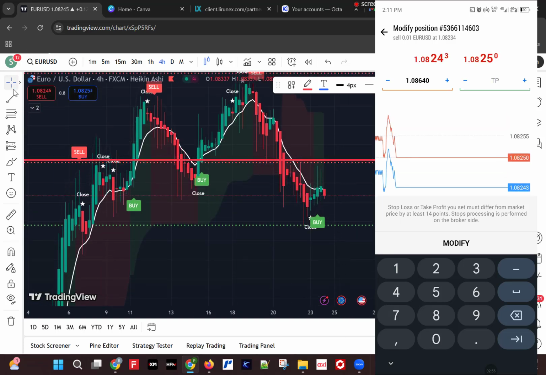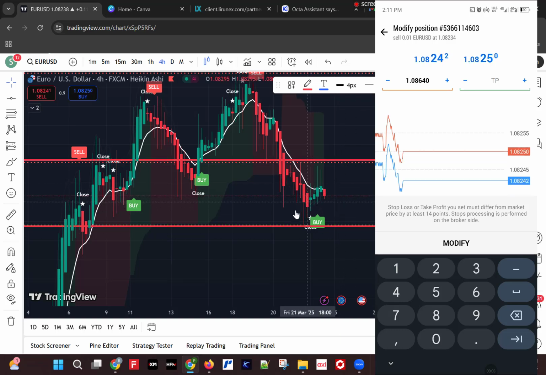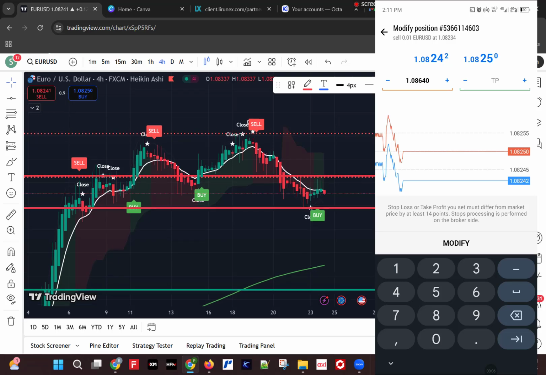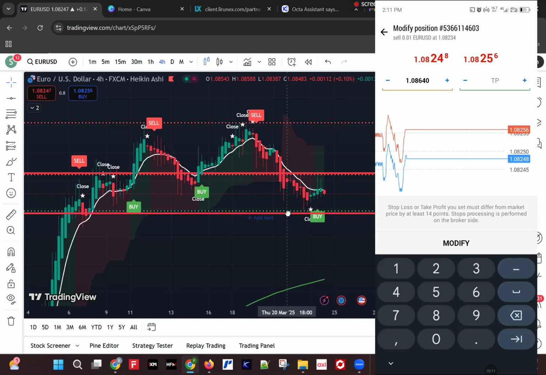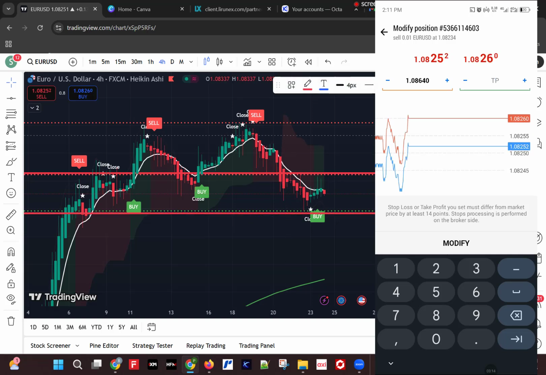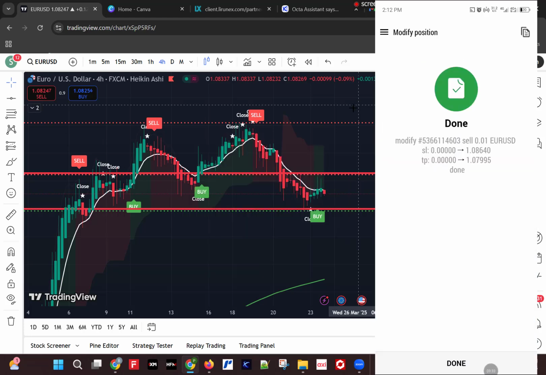So I would like to go in for more. If I use this as my take profit, then we are doing a 1:1 risk to reward ratio. Is there any other possible position? The next point is somewhere around here. That's too far right now for us. Let's just go in with this. So let's put that here. Let's get the settings for that. That is 1.07995. So I'm going to modify that trade, and that is it.